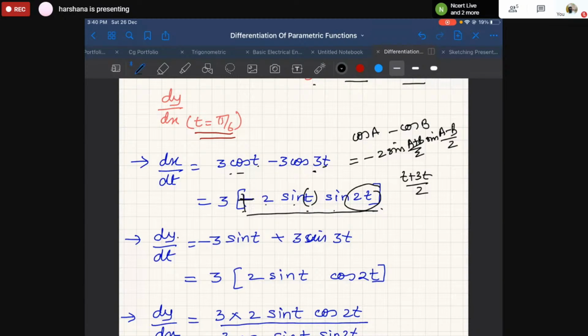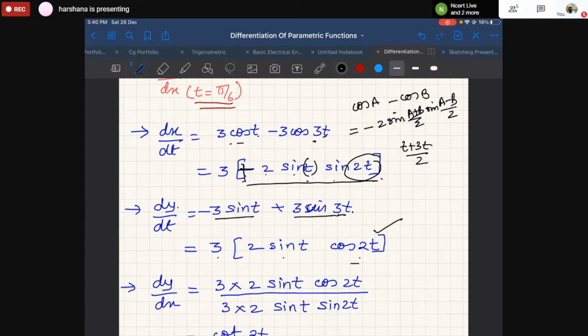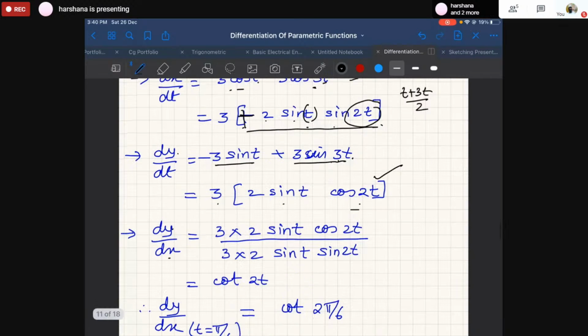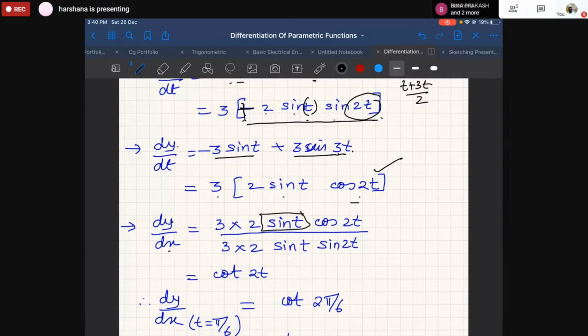Similarly, for dy on dx, it's minus 3 sin t plus 3 sin 3t. So we can always take the common factor 3 and have the expression sin a minus sin b, as I said in the previous expression. It is sin t. So we go in for dy on dx, and here we find that yes, we still have a common factor.